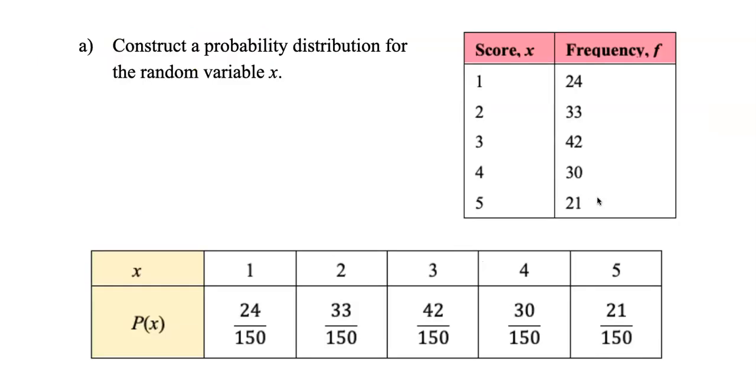Now, what do we do with this? Let's create a probability distribution table. And as you can see, I got this already filled out for you. Take a look. Number 1, I'm going to do 24, and I got that frequency from this table. 24 out of 150, because we tested 150 employees. 2 is going to be 33 out of 150. 3 is 42 out of 150, but notice all these numbers are less than 1, but they're all positive numbers, right? In fact, if you add all these numerators together, you will get 150. And 150 divided by 150 will be 1, and that's going to be 100%. So that's how we make the probability distribution table.